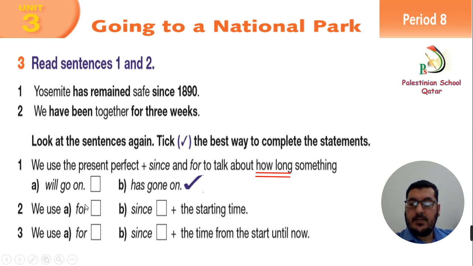Number 2, we use for or since plus the starting time. We use since, it gives us the starting time: yesterday, last October, January, last January, and the time exactly, it starts with since. And we use for or since to tell us the time from the start until now, the period it means, and when it gives us the period we use for.